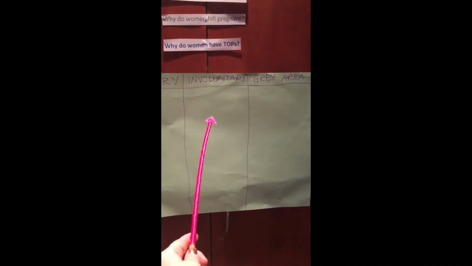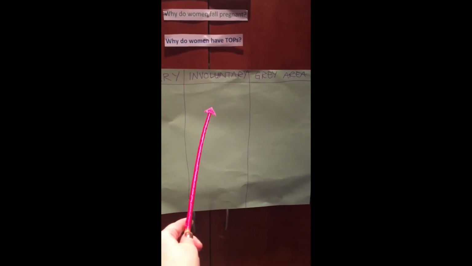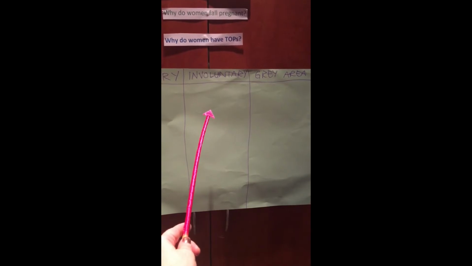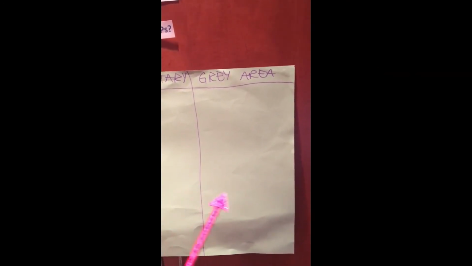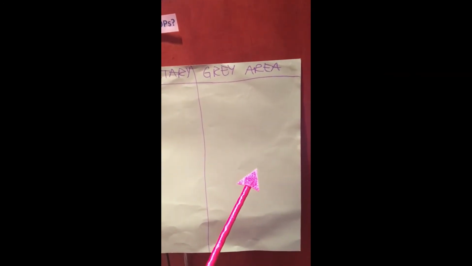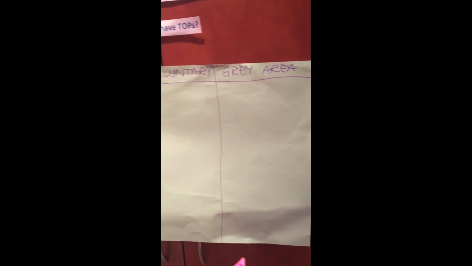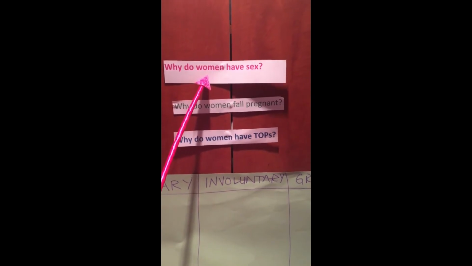If it is completely involuntary, she had no choice in the matter whatsoever, then it is obviously involuntary. And then a gray area is it could either be voluntary or involuntary or a combination of both, depending on the surrounding circumstances. So let's take one of the most obvious ones.